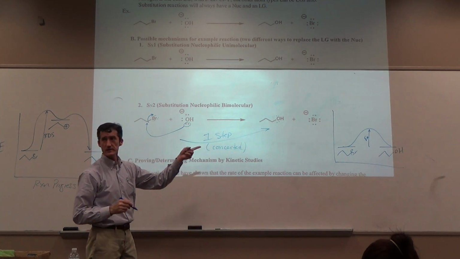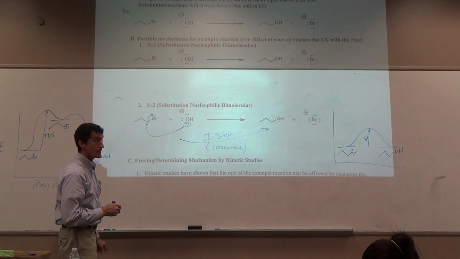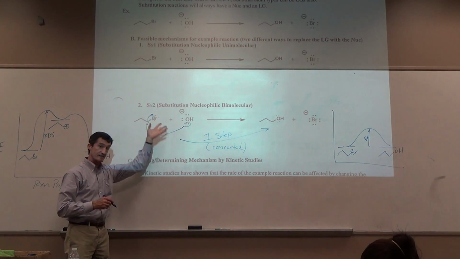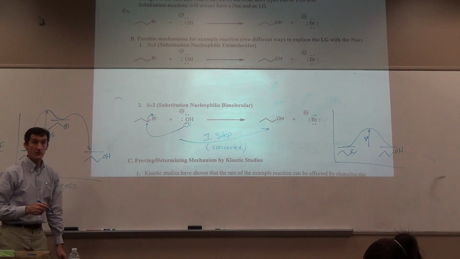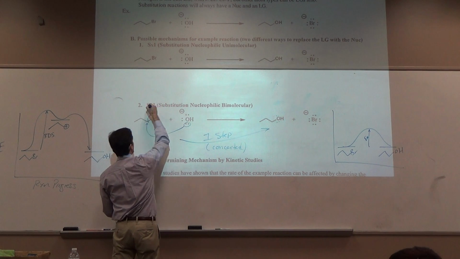Which is the rate determining step? That step. How many of the substrates are involved in that step? Both of them. Since they're both involved, and we're doing a substitution by a nucleophile, what do we call this mechanism? SN2. I just illustrated an SN2.